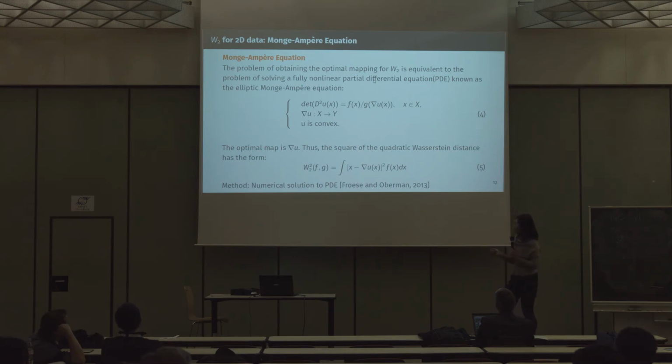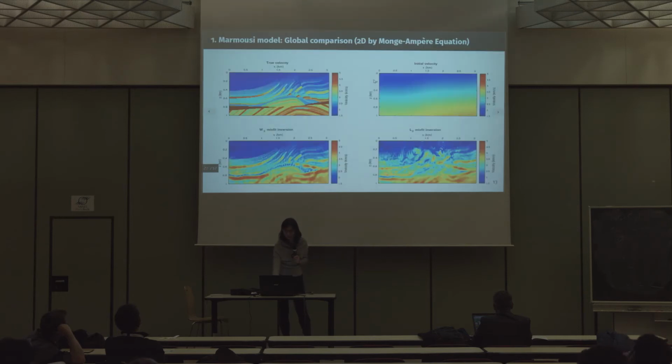There's a very good approach by Froese and Oberman, and I think Benamou also collaborated with them on several papers. What they propose is to use the monotonicity of the numerical scheme to approximate the viscosity solution of this Monge-Ampère equation, and they have very good convergence results in theory. And here is what we do by solving the Monge-Ampère equation. In each iteration of this inversion, we solve the Monge-Ampère equation once. And finally, that's the converging result.